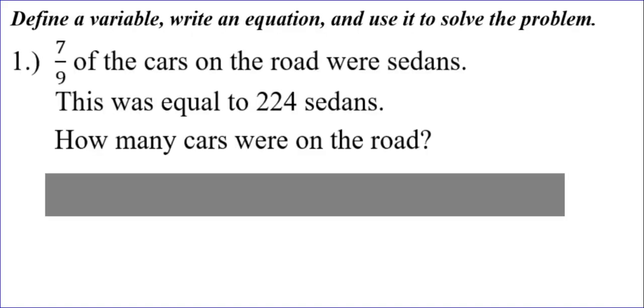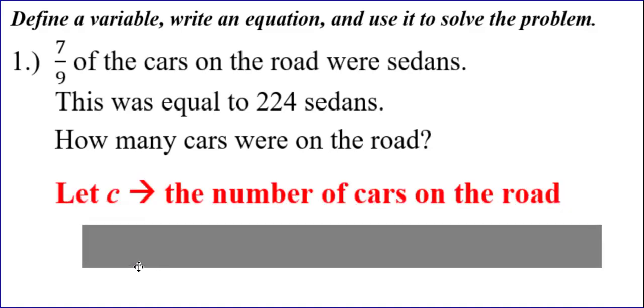Here's an example. 7/9 of the cars on the road were sedans. This was equal to 224 sedans. How many cars were on the road? All right, so the very first thing we're going to do is define our variable. What does the question ask us to find? Well, it says how many cars were on the road. So we'll let C represent the number of cars on the road.